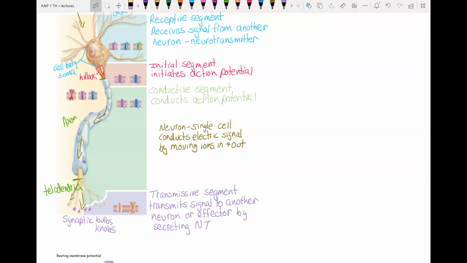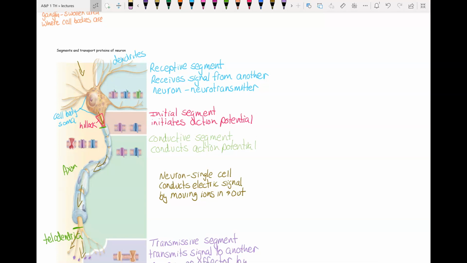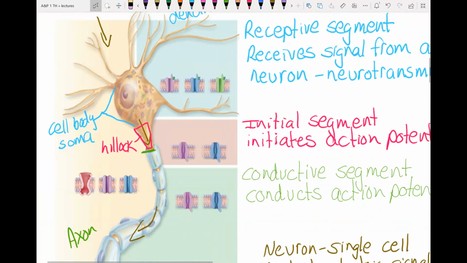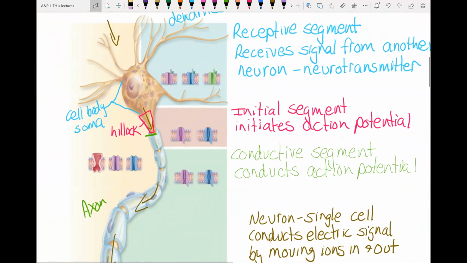So now we're going to have all these transport proteins that we're going to label. And they're color-coded based on what goes through them. So first we're going to look at the ones up here in the receptive segment. These are ligand regulated.